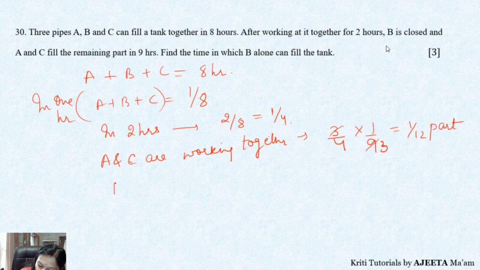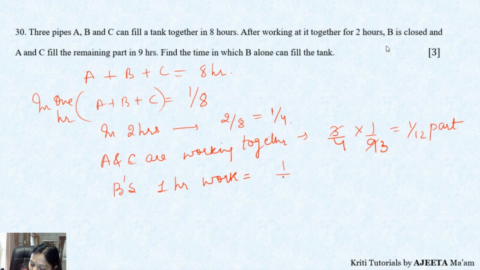Okay. Now we have to find B's 1 hour work. How will you find it? A and C are working together and they fill 3/4 in 9 hours. In 2 hours, 1/4 tank was filled, so 3/4 was left. In 1 hour, 1/12 part is filled. So find the time in which B alone can fill the tank. That is what the question is.